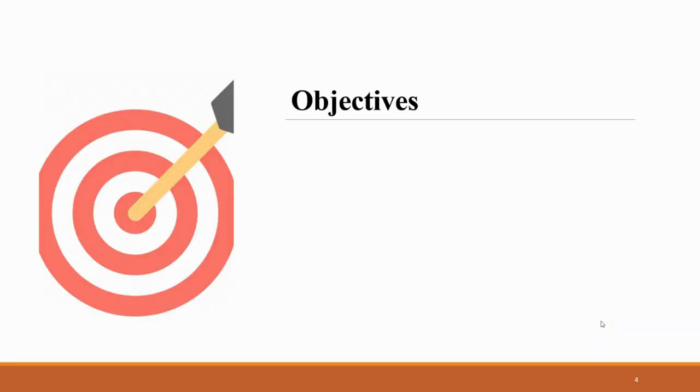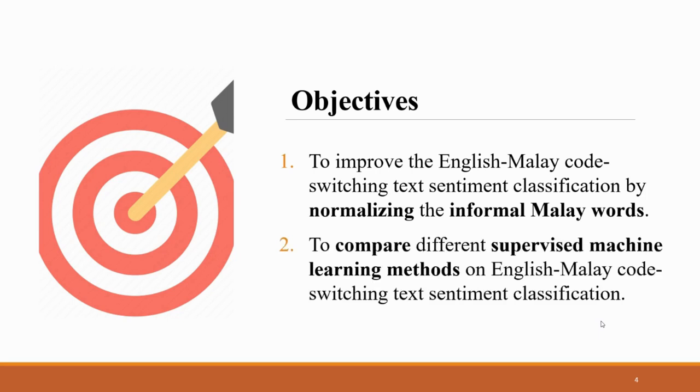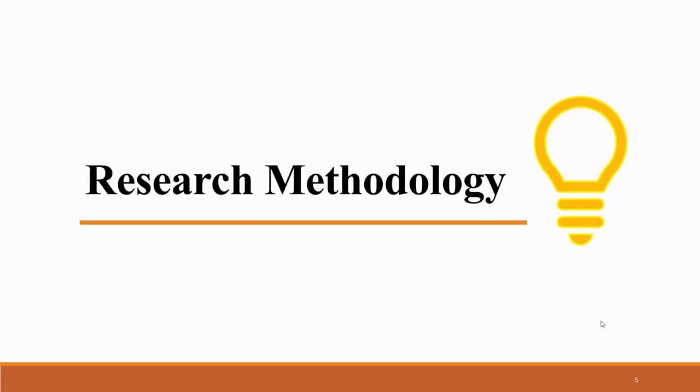According to the research problem statement, the main objectives of the research are to improve English-Malay code-switching text sentiment classification by normalizing the informal Malay words, and to compare different supervised machine learning methods on English-Malay code-switching text sentiment classification. Next is the research methodology part.